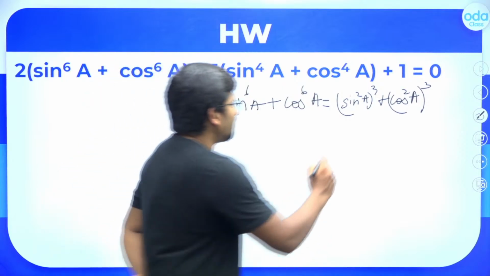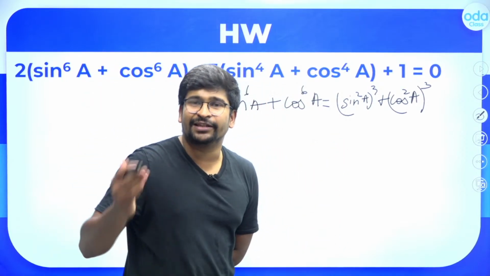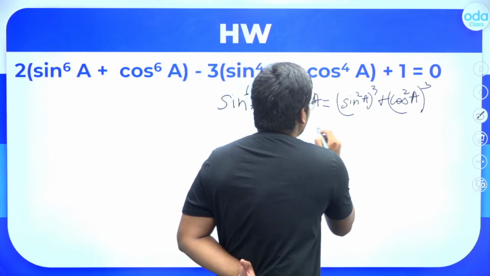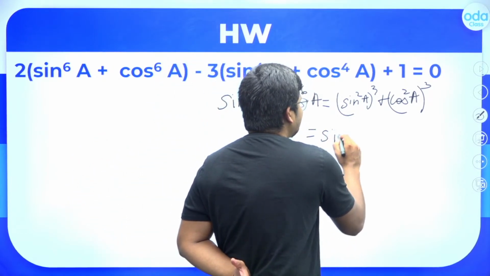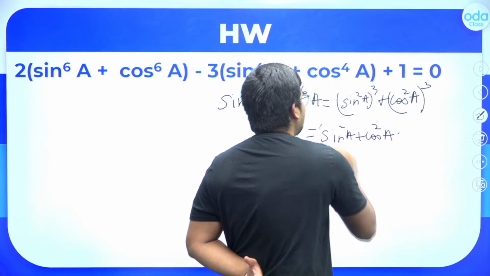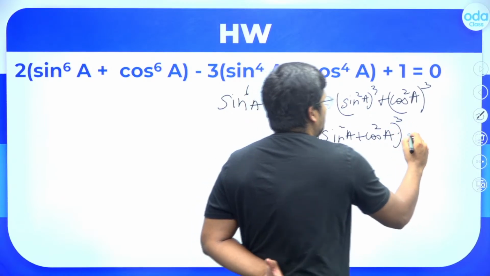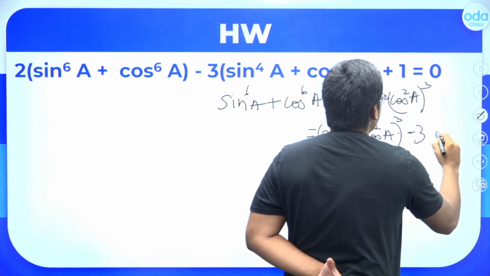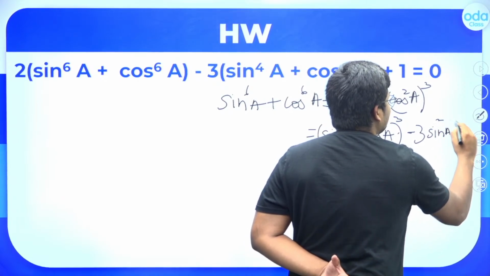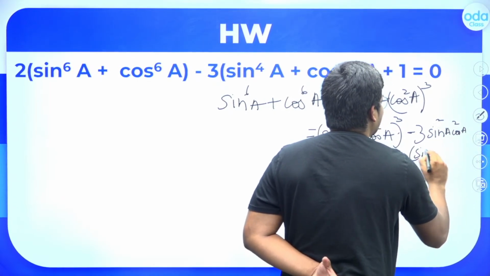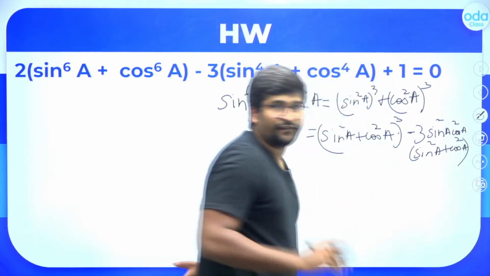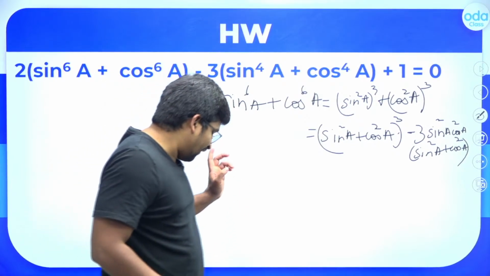So what is a cube plus b cube? You know that a cube plus b cube can be written as (a plus b) the whole cube minus 3ab into (a plus b), correct? So instead of a and b, we have sine square a plus cos square a the whole cube, minus 3 into sine square a into cos square a, into sine square a plus cos square a. This is what you are going to have. Yes or no, my dear friends?